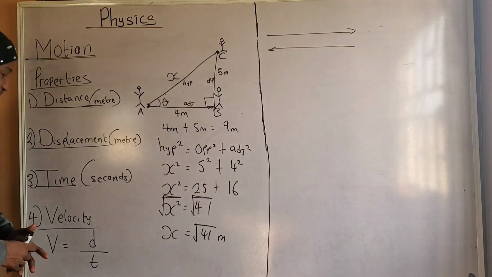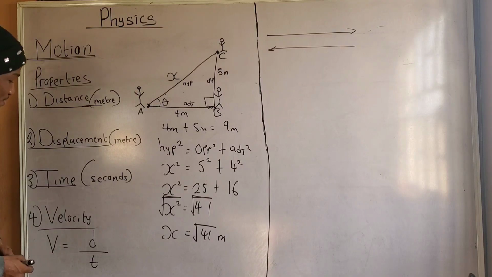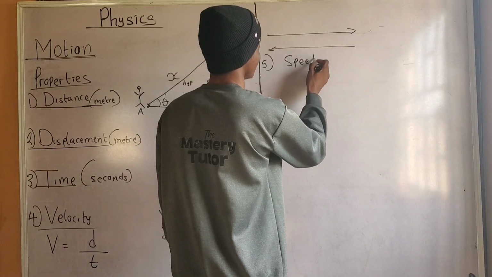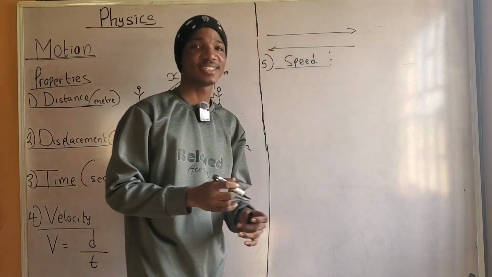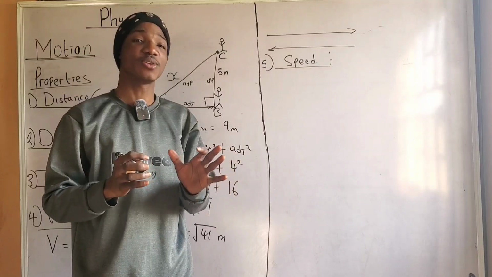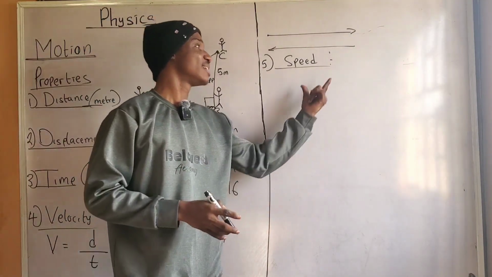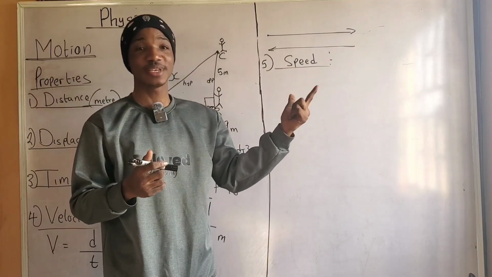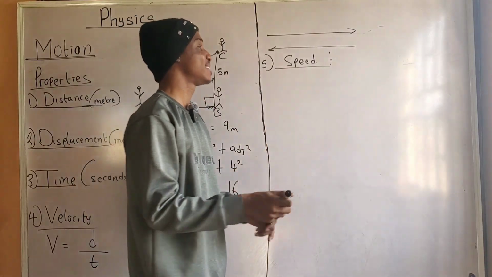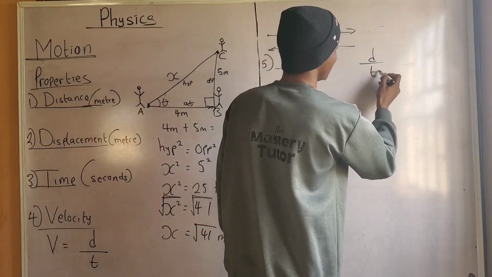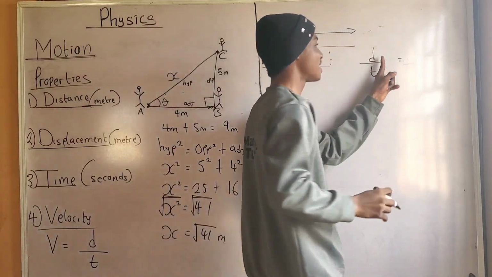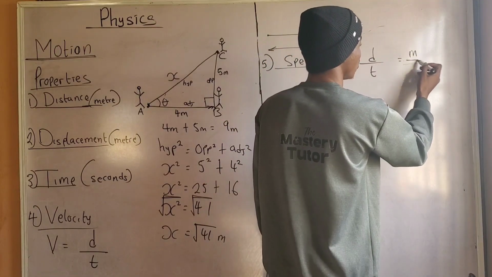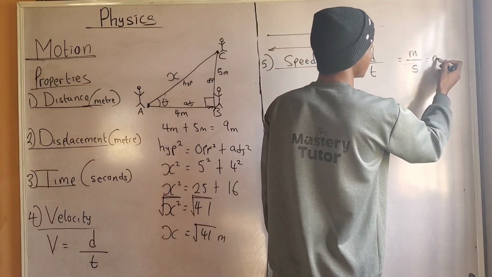Okay, another important concept that we are going to talk about is speed. Number 5, we have speed. You see, speed is related to velocity, but speed is distance all over time. Velocity is displacement all over time, but speed is distance all over time. Their unit is the same, which is what? Distance is measured in meter, right? And time is measured in seconds. So their unit will be meter all over seconds, and it can be written as meter per seconds.